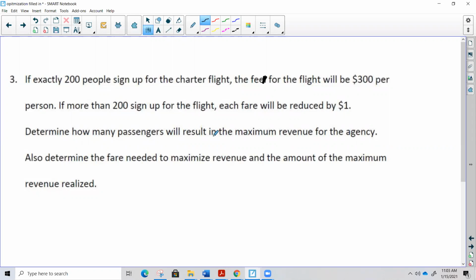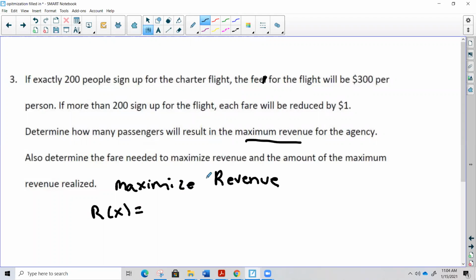Determine how many passengers will result in the maximum revenue for the agency. Also determine the fare needed to maximize revenue and the amount of the maximum revenue realized. Okay. So again, we are trying to maximize revenue. So we need to come up with a formula for revenue, R of X.